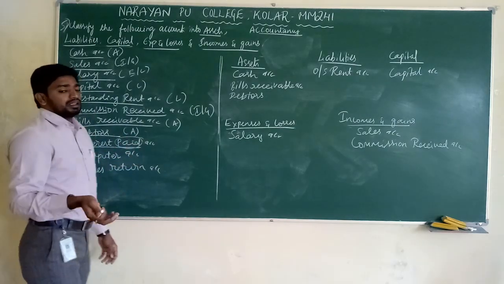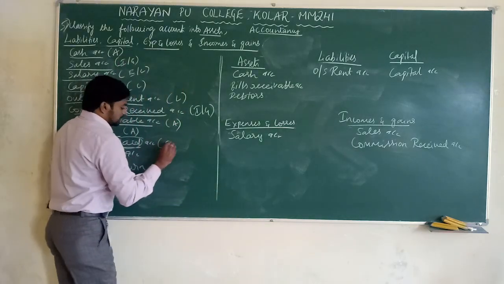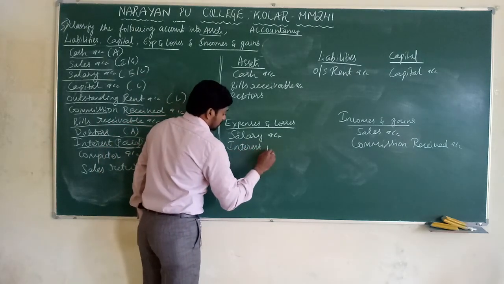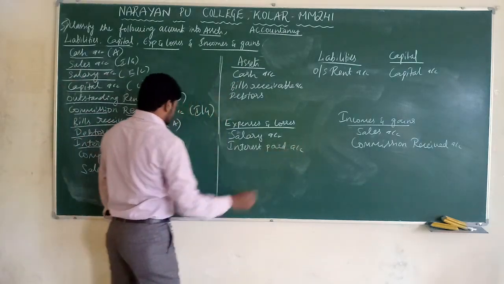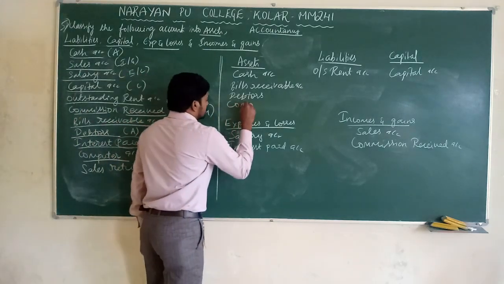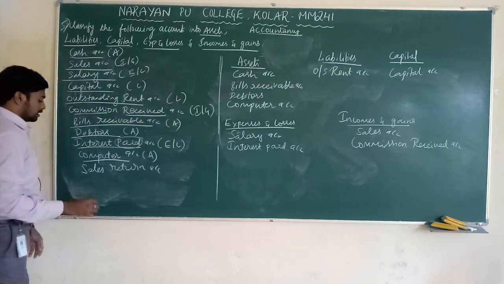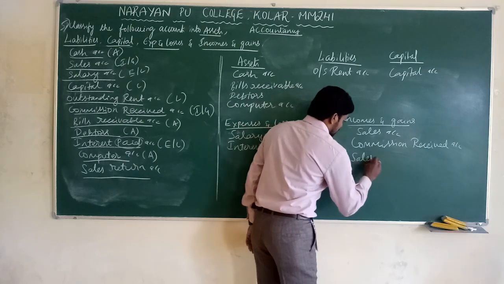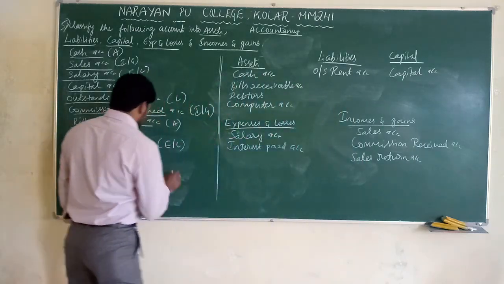Interest paid. We are paying interest, it means it is expenses to the organization, so it comes under expenses and losses. Interest paid account. Next, computer account. It is an asset. Next, sales return account. It comes under the income side, sales account.